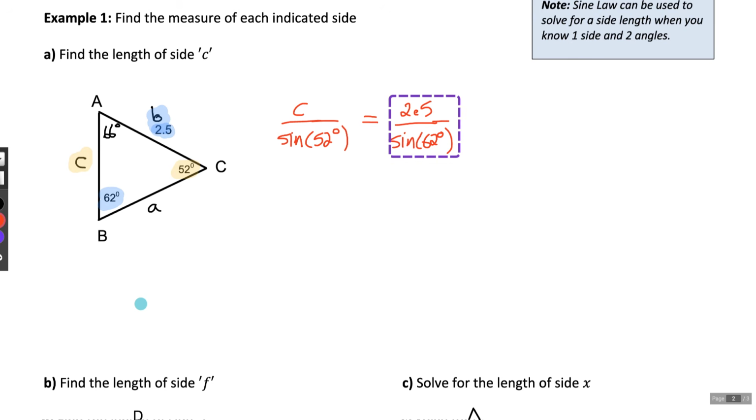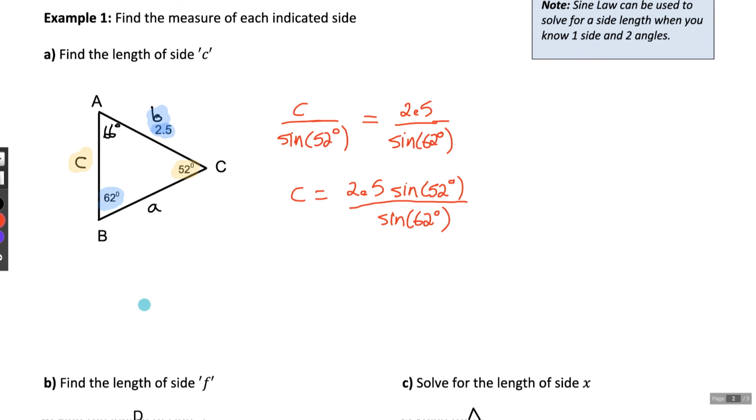When you have a fraction equals a fraction, sometimes people find it helpful just to cross multiply right away to get rid of the fractions. But in this case, because our unknown is in the numerator, it's probably easier just to take that sine 52, which on the left we're dividing by sine 52, and move it to the right by doing the inverse operation, which would be multiplying by sine 52. So I would have C equals 2.5 times sine 52, right? That's getting multiplied to the right, divided by sine of 62 degrees. And then we can evaluate that on the calculator to get an approximate answer.